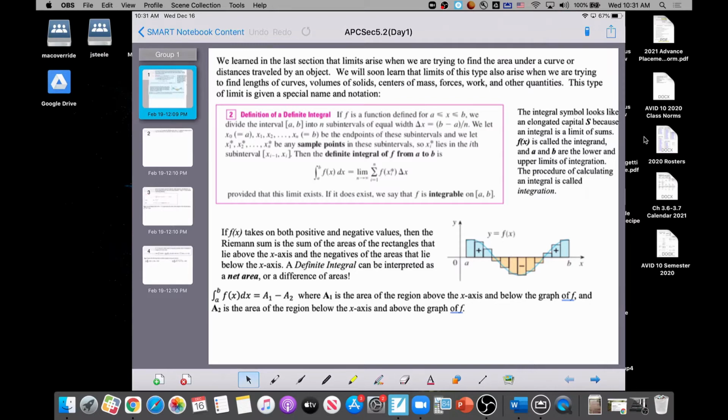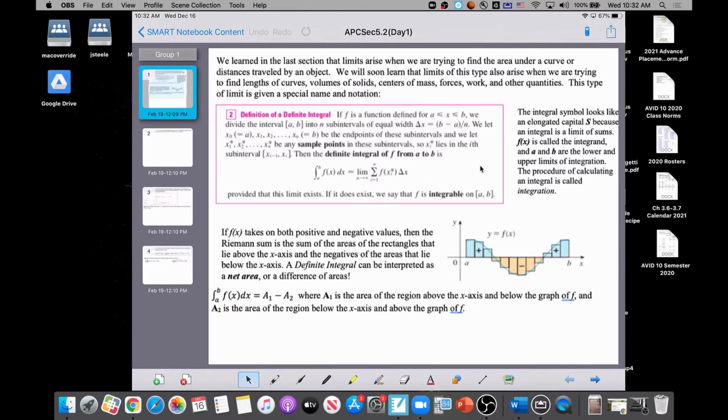We learned in the last section that we can use limits when we're trying to find the area under a curve or distances traveled by an object. We'll soon learn that limits of this type also arise when you're trying to find lengths of curves, volumes of solids, centers of mass, force, work, other quantities. Remember, calculus is applied math, right? So all of these things involve integrals. And this type of limit is given a special name and notation, which is called the definite integral.